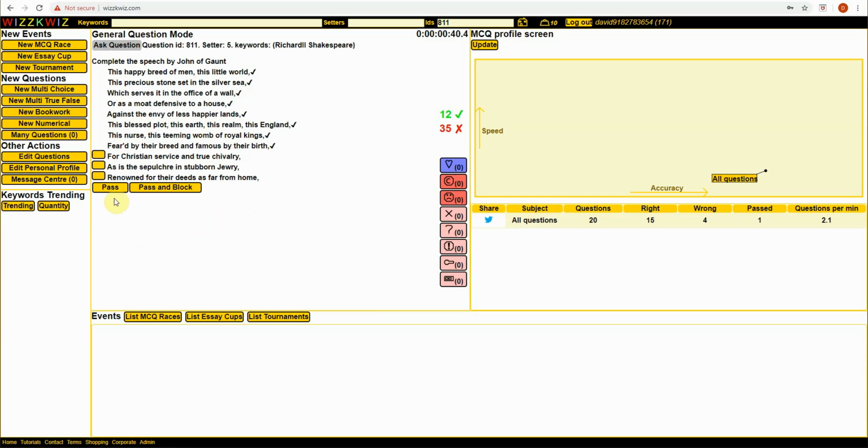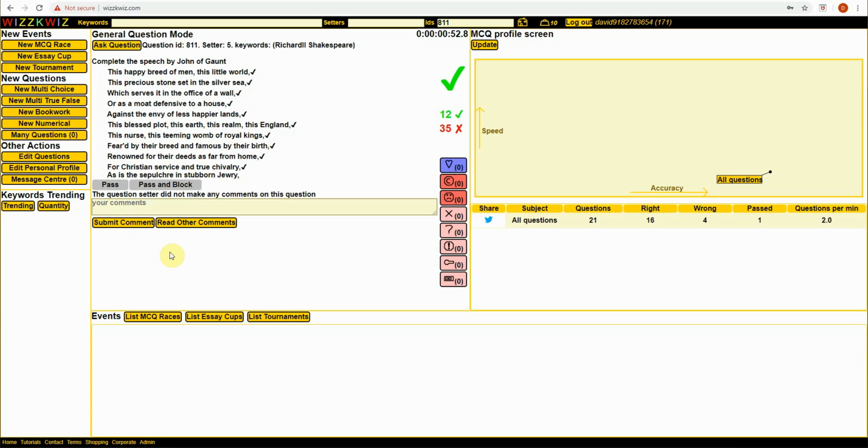Now I'm struggling a bit. Good, renowned for their deeds as far from home. There we go, and we got the whole thing right. So you've got to get the whole thing right here to get the tick. So very easy way of getting students to learn poetry or practice certain poems or certain speeches or whatever. You can use it for mathematical proofs as well, but it's a bit more tricky to set up.